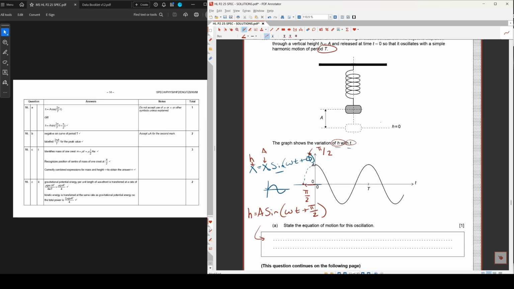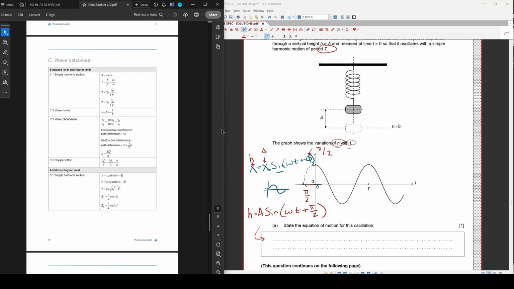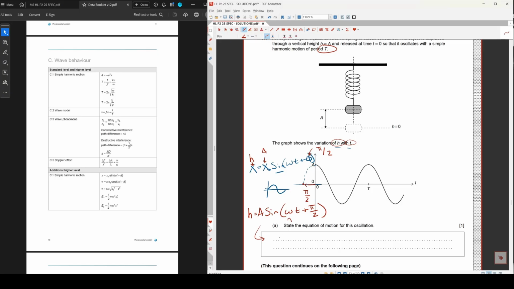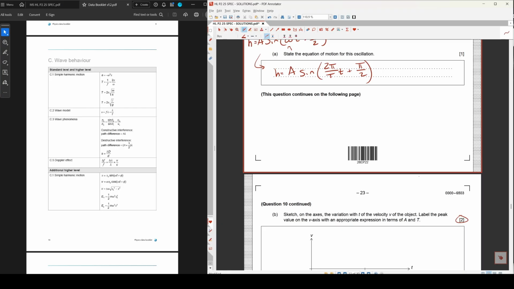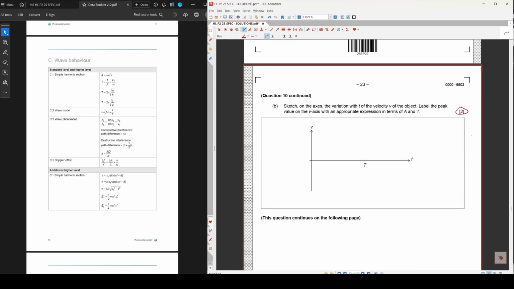So we're going to put that in there. We just want to use the other equation in the data booklet of what angular frequency is, which is this guy. Angular frequency would be 2 pi over the period. So that's going to go in here. And we're going to get our h equals A sine 2 pi over period times the time plus pi over 2. That's the equation that describes this graph in terms of all the variables happening in the experiment. That's 1 point.